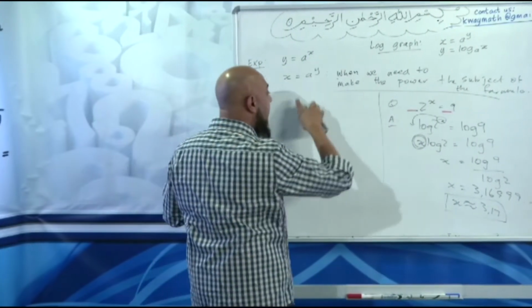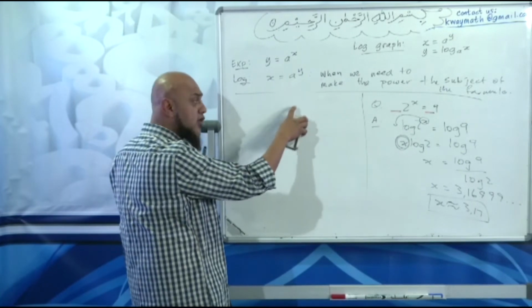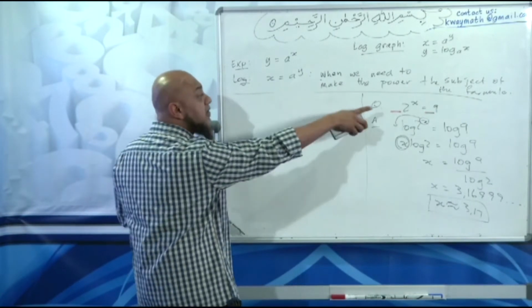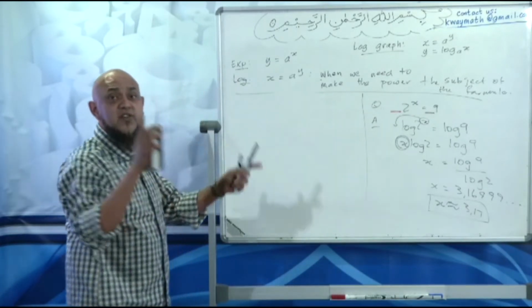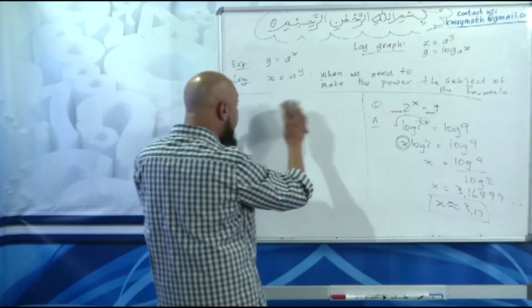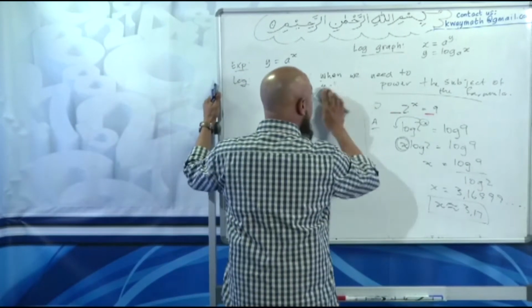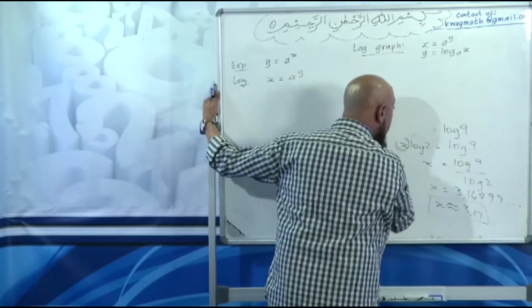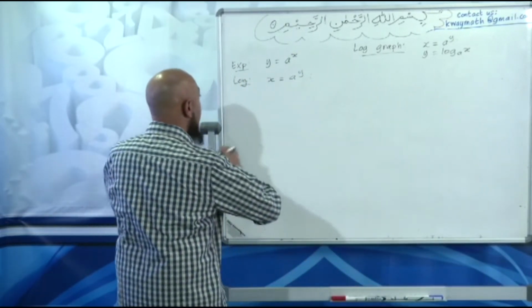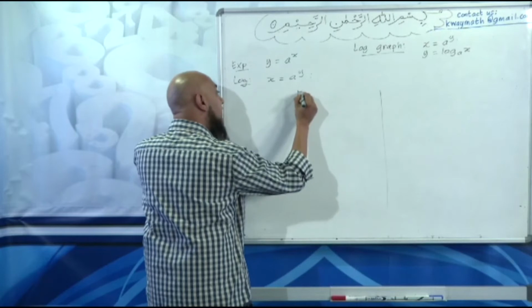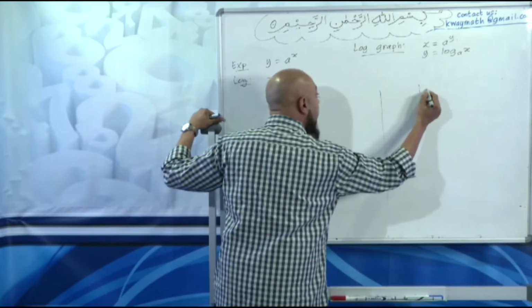Now the exponential graph had an equation, so the log graph must also have an equation. They are inverse functions. The one is the opposite of the other. So just to show you, I hope you all took these notes down. Here is the exponential graph, and here is the log graph.